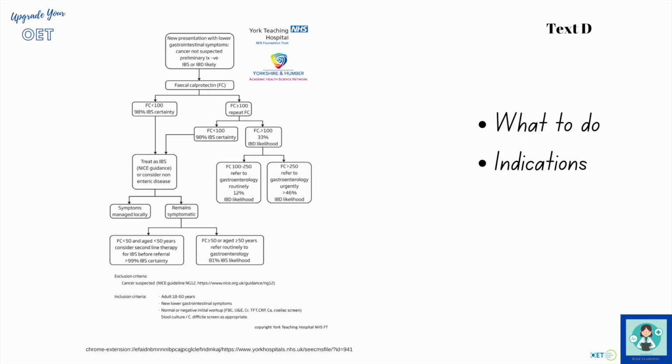Okay, so this is really about what to do in these situations. So this is the actual pathway itself, and it's the indications. What do these figures indicate?